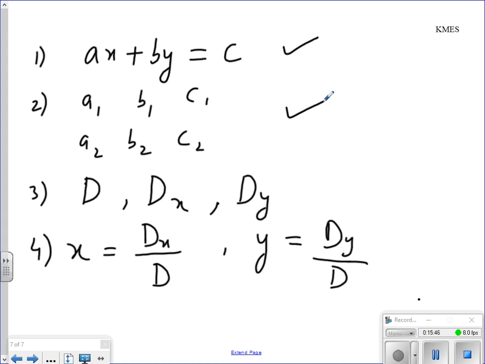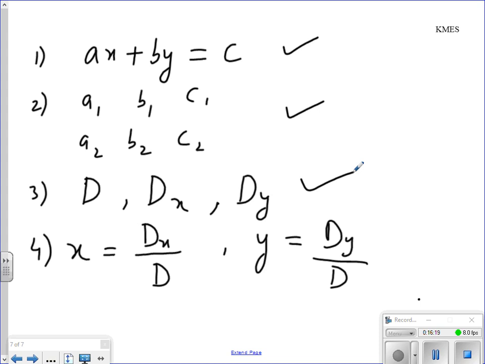Then, using determinants, you will find the values of three determinants by the name d, dx and dy, which still is a problem because we don't know how to write these determinants. We'll learn how to write these three determinants, and we already know how to find their values. So the only problem remaining is how to write down these three determinants, d, dx and dy. We'll learn it in the next step.